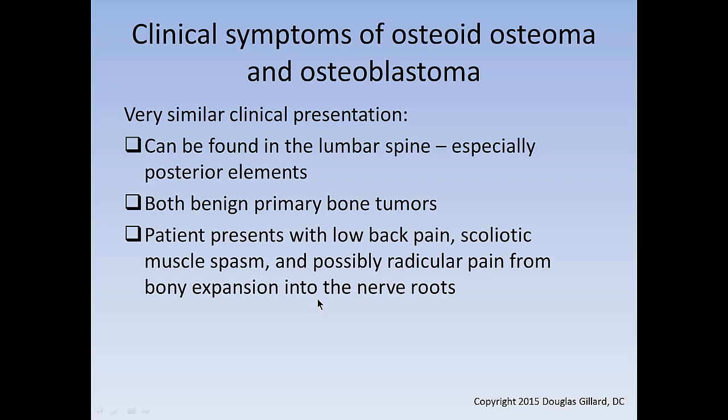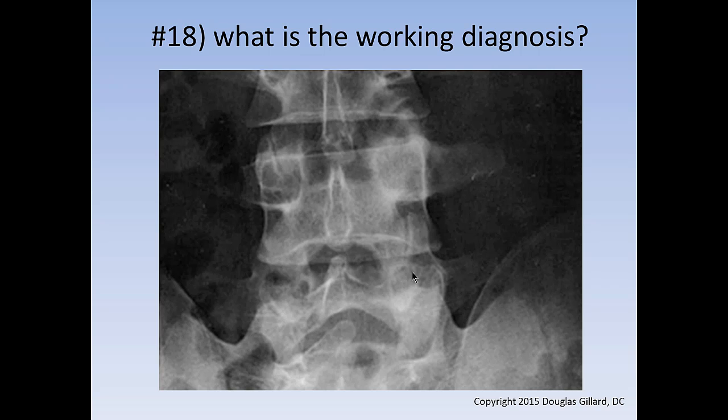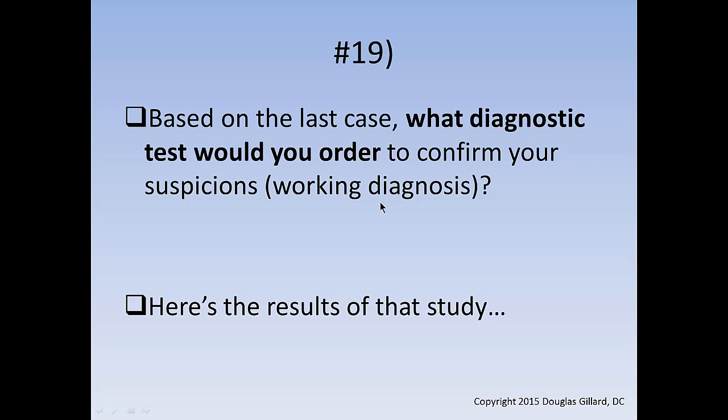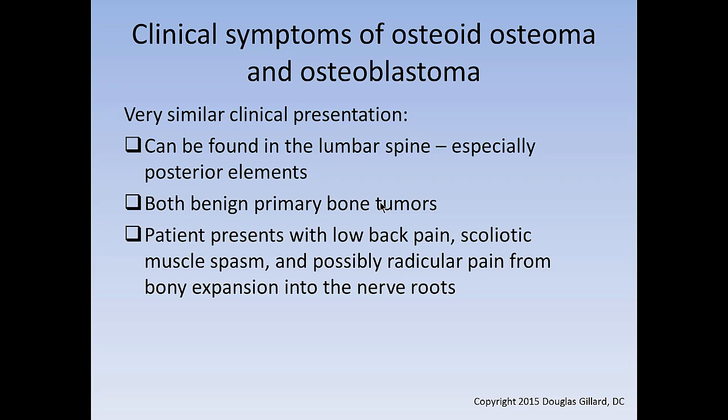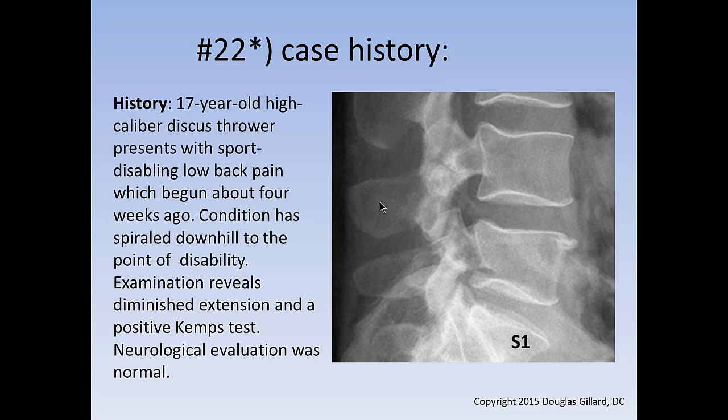So we can have radicular pain. How can we have radicular pain from an osteoid osteoma? Well, remember, the pedicle forms the roof of what? The intervertebral foramen. So if this is expansile and gets bigger and bigger, it can actually compress the exiting nerve root because it collapses the tunnel. Okay, I think we got that.